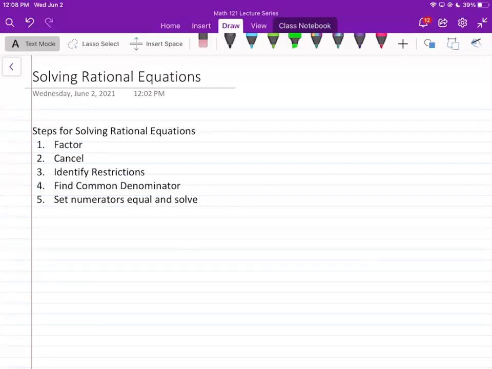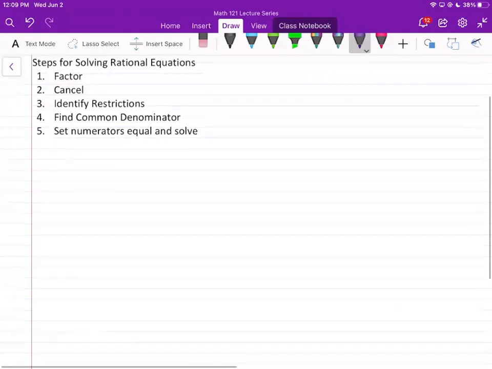In this video, we will look at solving rational equations. Remember from our previous video, we talked about rational equations being those which have a polynomial in both the numerator and the denominator. But now we want to know how to solve for a variable within those rational equations.